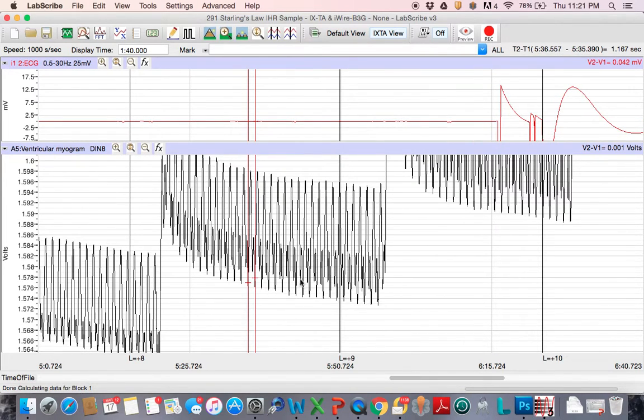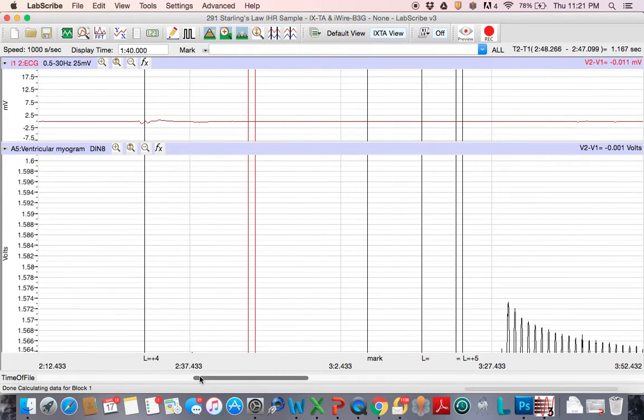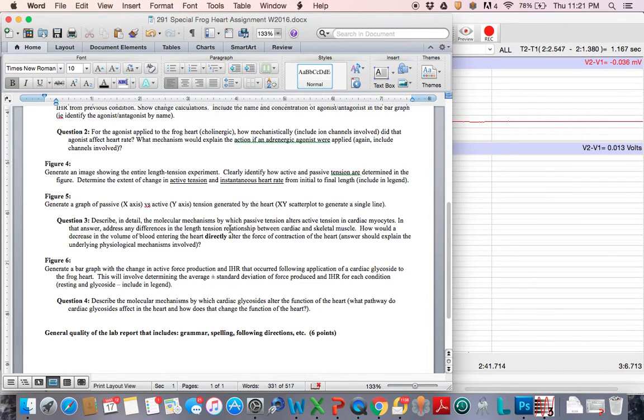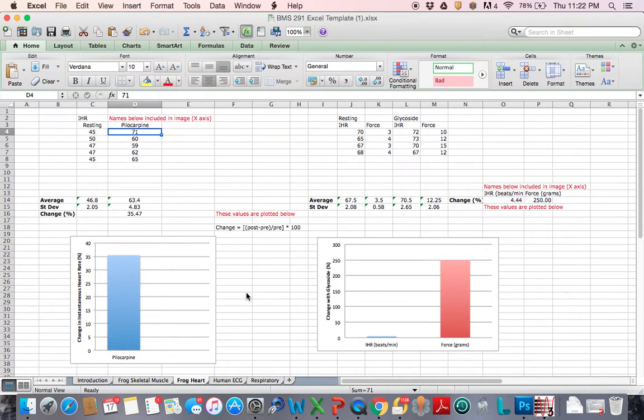So you can compare L9 to what you have for L plus 2, and let me know what those differences are. And you can express that as a percent difference, and note that in the legend. So you've got that. You've got the axis that you're going to be asked to show, passive tension versus the active tension. And so let's take a look at what that would look like here.